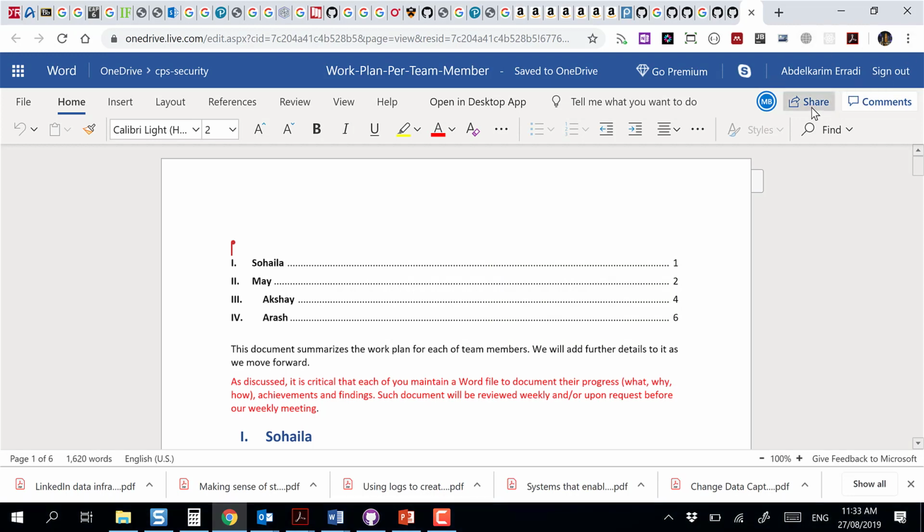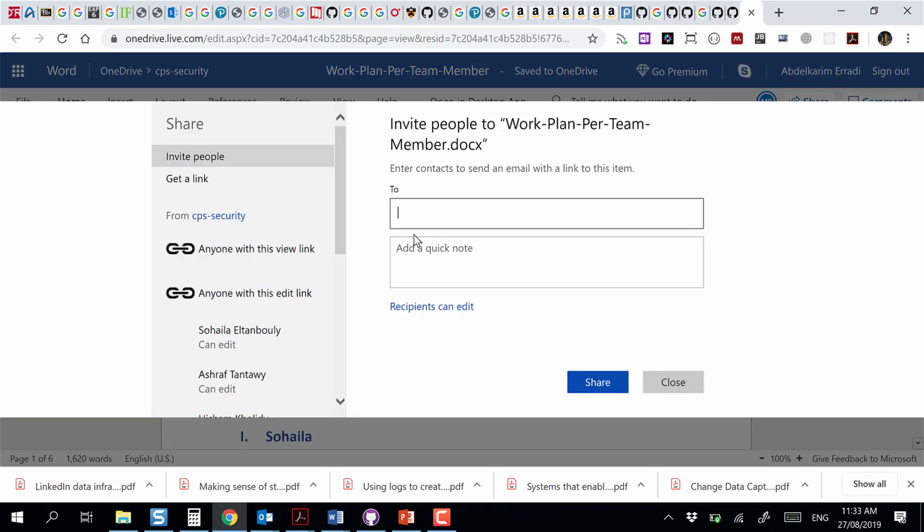And by the way, I can share this one with, I just need an email of someone I want to share with. I put their email, I put some quick notes, and I send it, and they get a link, and they can edit the document together with me.